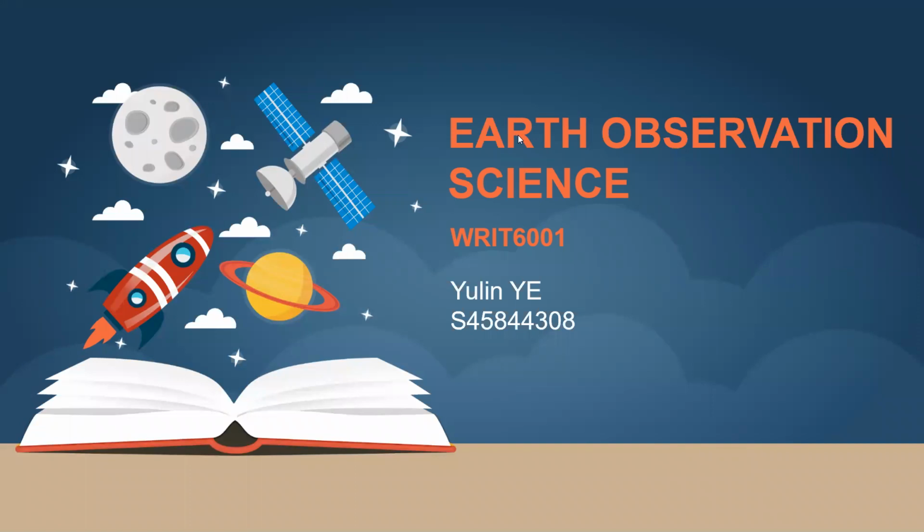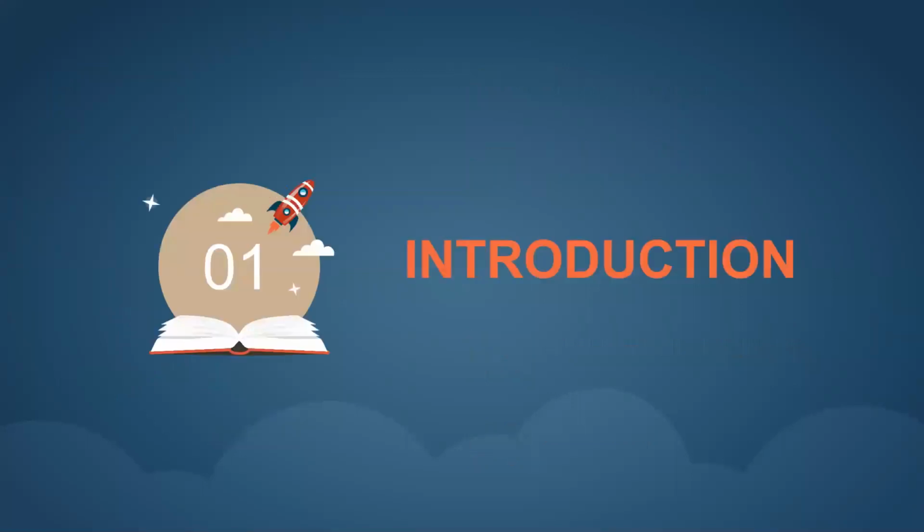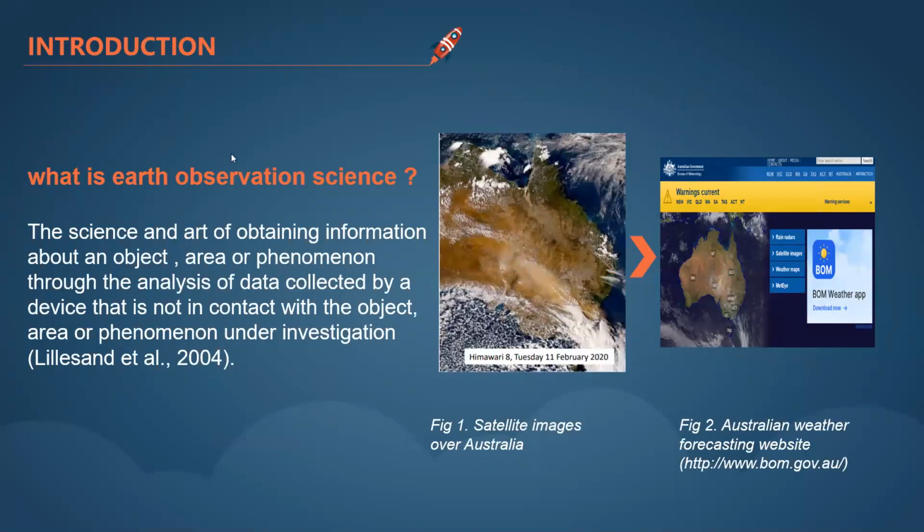Today I will be talking about Earth observation science. This presentation is divided into 4 parts. Let's start from the introduction. The definition of Earth observation science on this slide is too complicated to understand. To make it simpler, the technology just turns this picture into accurate and reliable measurements and information.